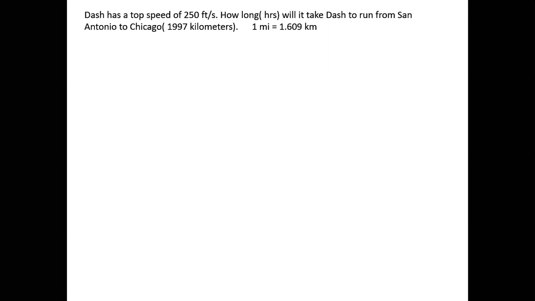So here we have Dash has a top speed of 250 feet per second. How long in hours will it take Dash to run from San Antonio to Chicago? And San Antonio to Chicago is 1,997 kilometers. And it gives us 1 mile is 1.609 kilometers. So we want to know how long in hours. So we want to know time. So what we're looking for is time in hours it'll take Dash to run from San Antonio to Chicago.